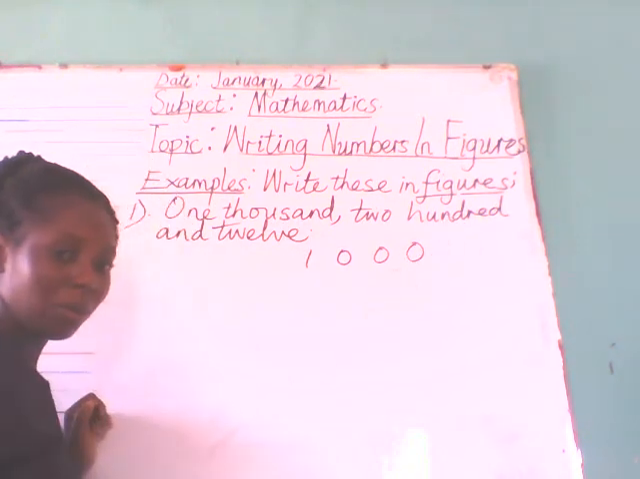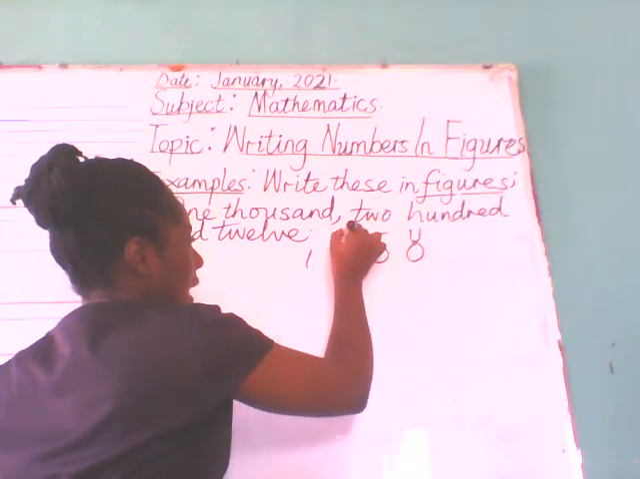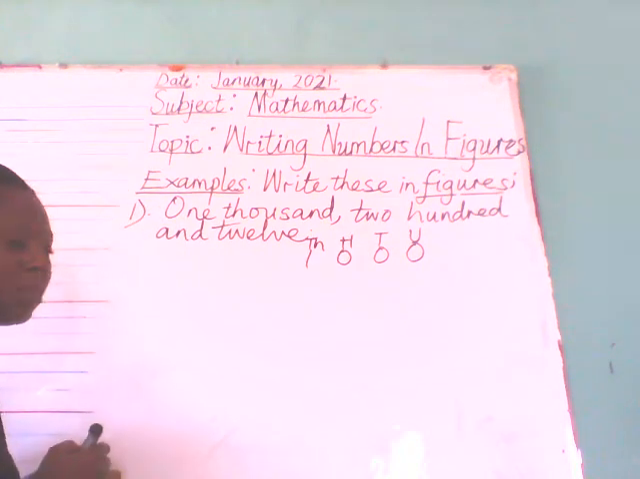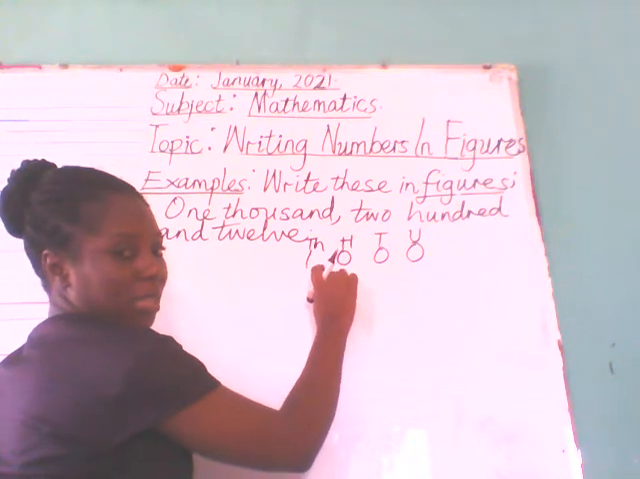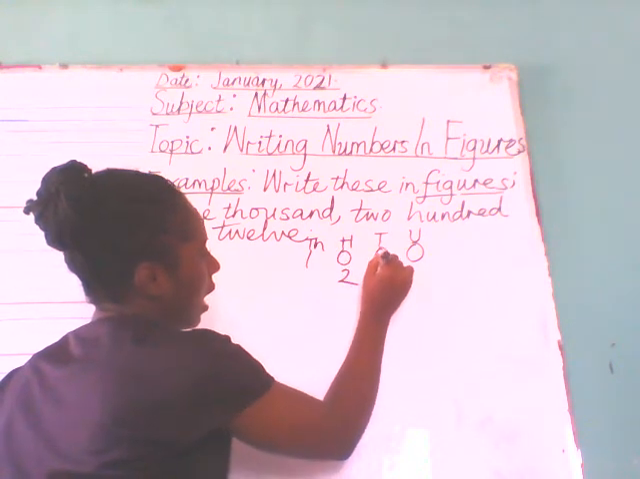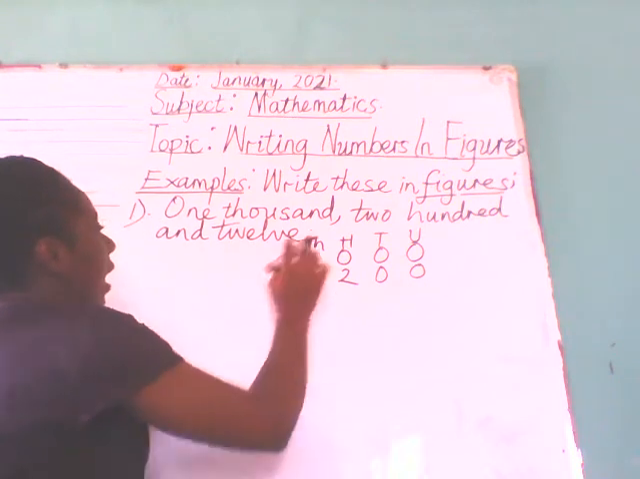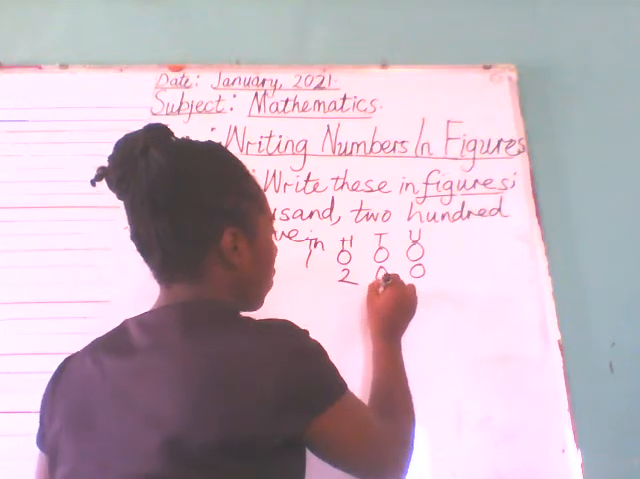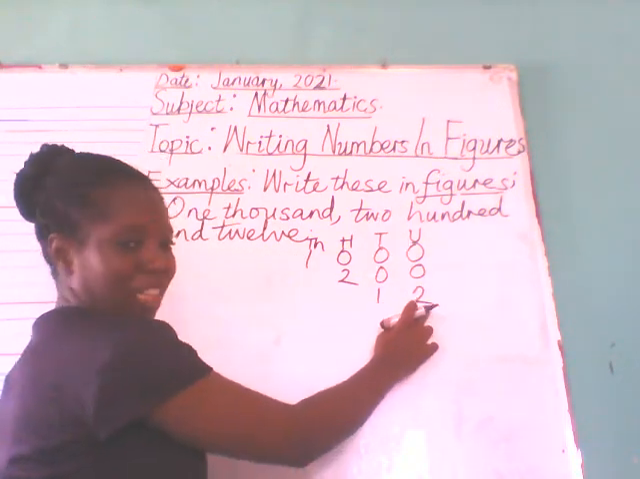They have not written their place values: units, tens, hundreds, and thousands. Now, the next number is 200. I go to where my 100 is, and under it I write my 200. Can you see that 100 has 2 zeros? And 12. How do I write my 12? 1 and 2 is 12. I write my 1 and 2, starting from tens and units.